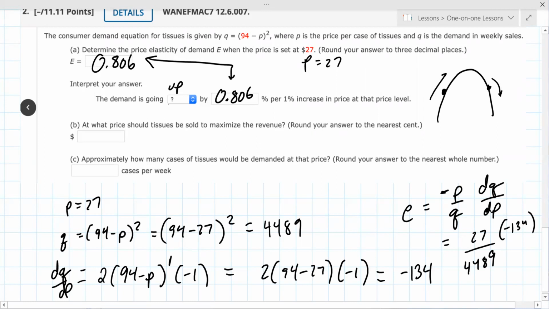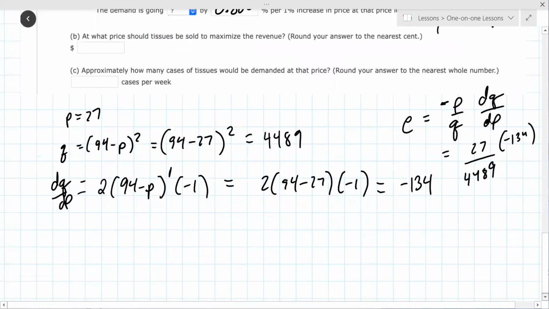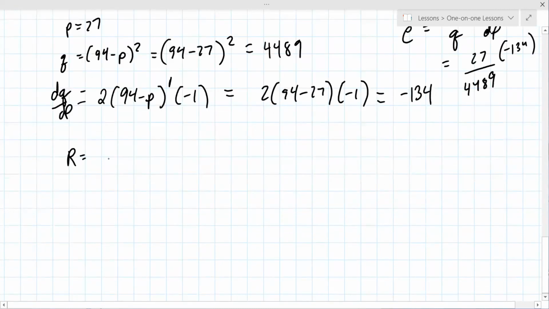Okay, so let me know when we can move on to revenue. Yeah, we can move on. Okay, so I'm just gonna scroll down a little bit here. So the revenue is price times quantity. Our price function is given as 94 minus P squared, and I'm sorry, that's our Q. P is P. So this is what we have to take the derivative of and set it equal to 0, because we have to find R prime.